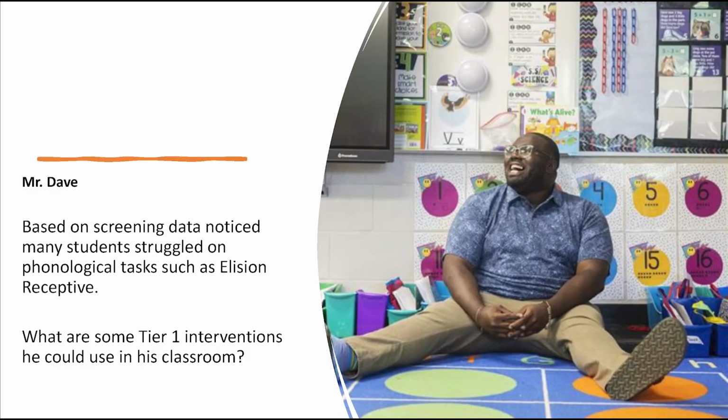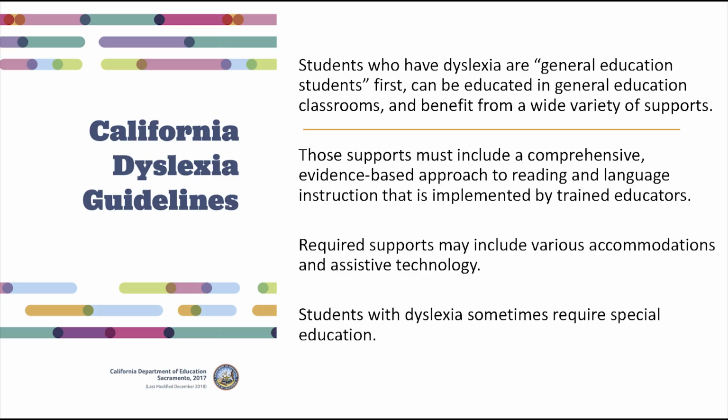So for Mr. Dave, based on his screening data, he noticed that many of the students struggled on their receptive elision task. And so there are some Tier 1 interventions that he could use, and here is what the California Dyslexia Guidelines say about all that. Students who have reading risk or dyslexia are general education students first. They can be educated in general ed, with comprehensive, evidence-based approaches to reading and language. They may need accommodations, they may need AT, and some may need special education.